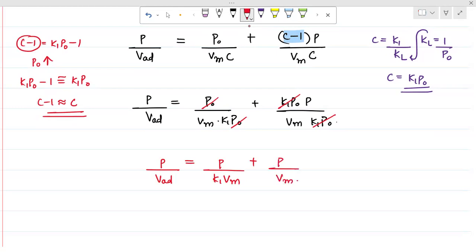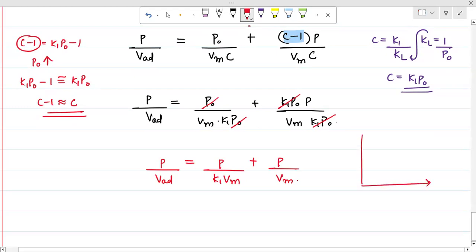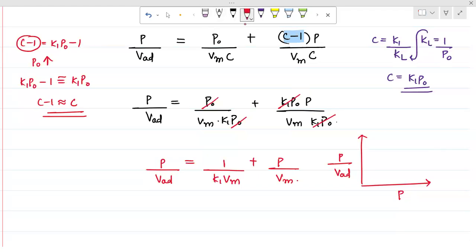So do you remember this equation? This is again a Langmuir equation whose graph we have already learned that if you plot a graph between P by V absorbed versus P, you get a straight line whose slope is 1 by Vm and whose intercept is 1 by K Vm. So you can see that at very high saturation pressures, the modified BET equation becomes same as the Langmuir equation.